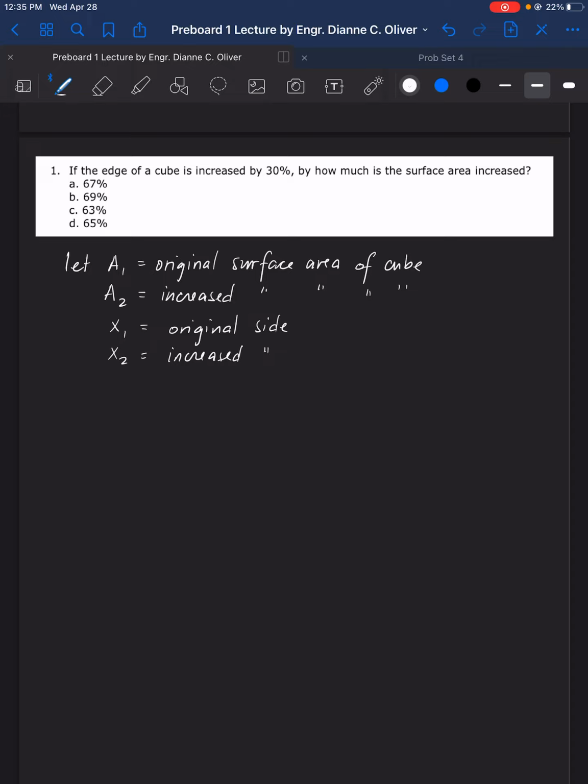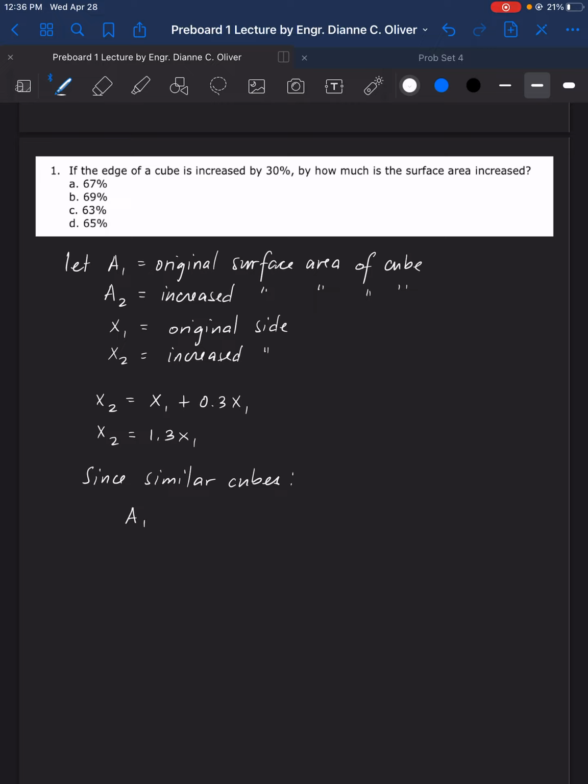So what happens here is that for x2, the increased measurement of the side of the cube, it increased by 30%. So it is x1 plus 30% of x1. Therefore, x2 is 1.3 x1. Now, since we are dealing with similar cubes here, like similar triangle theorem.